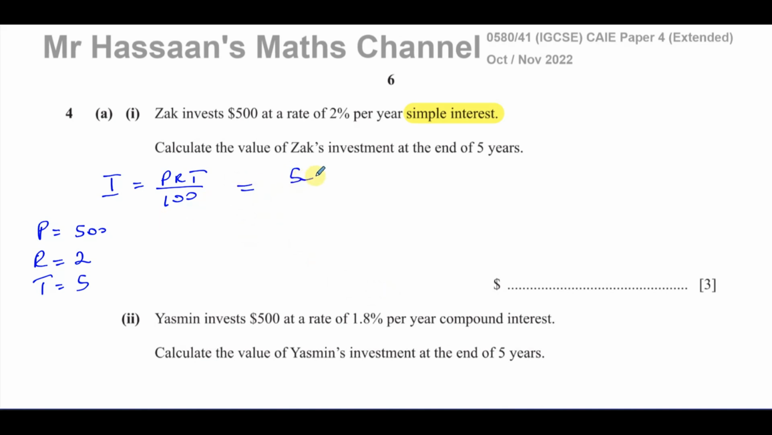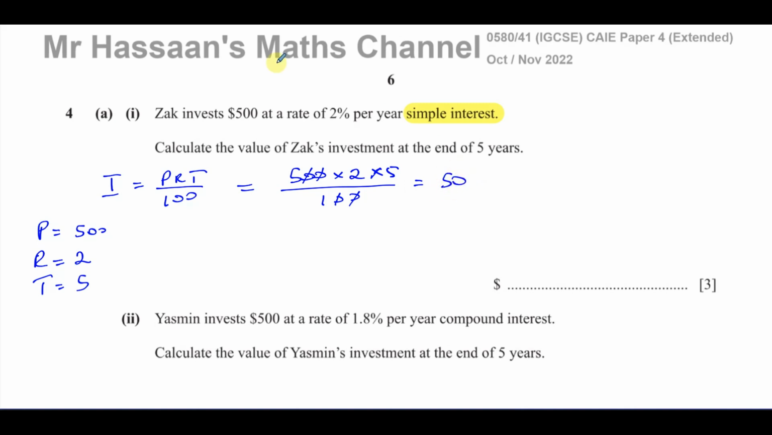So we have 500 times 2 times 5 over 100. Those will cancel out, so we're left with 5 times 5, which is 25, times 2, which is 50. So that's not the answer. This is the extra amount in his account.